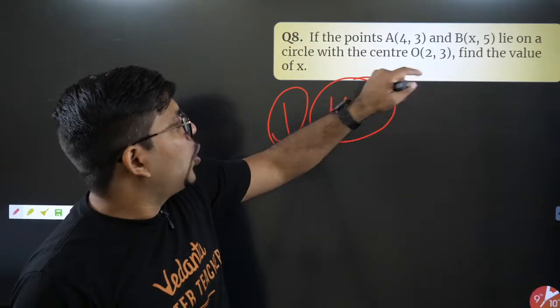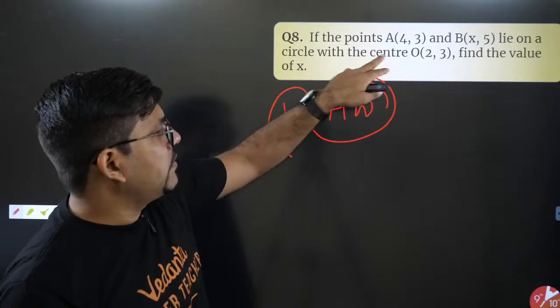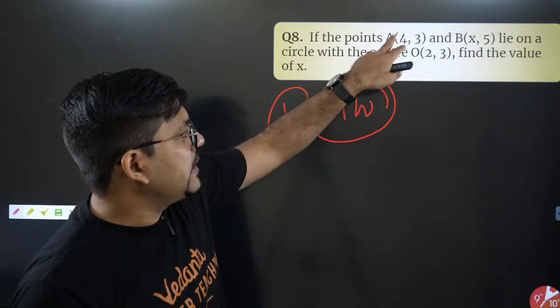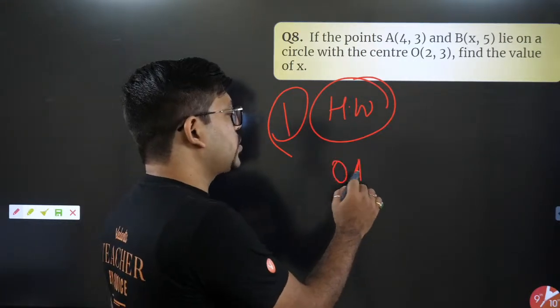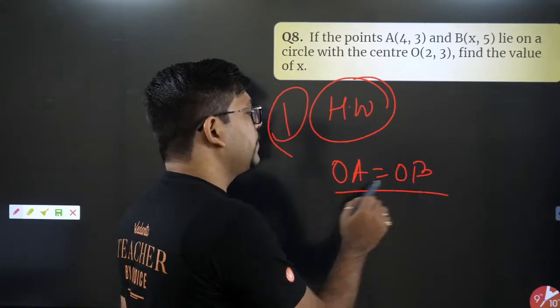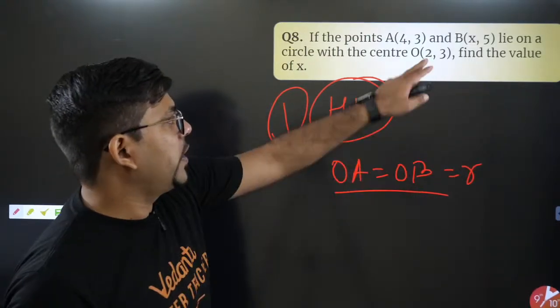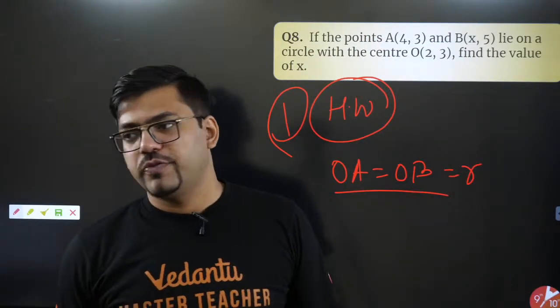A, B and O. Question says that A and B lie on the circle with center O. If this is the center and these 2 points are lying on the circle, you know that you can write OA equals OB because both of them will be equal to the radius. So you have to just equate OA equals OB using the distance formula, and you will be able to find x.